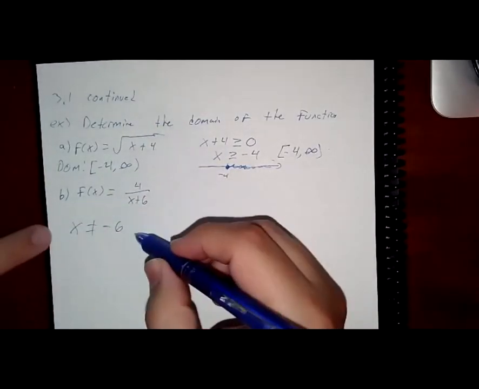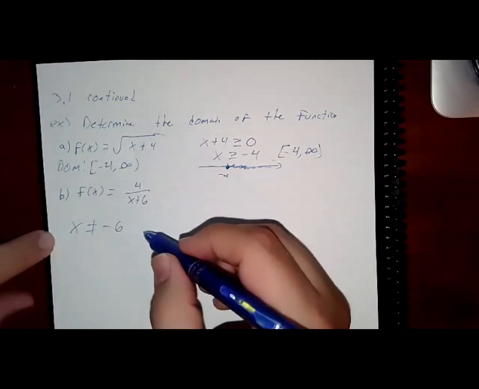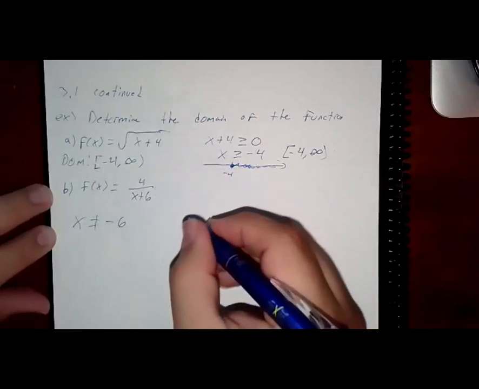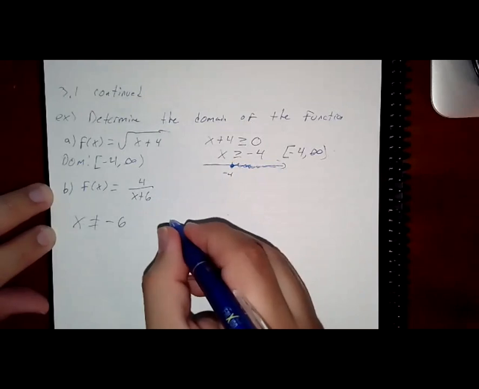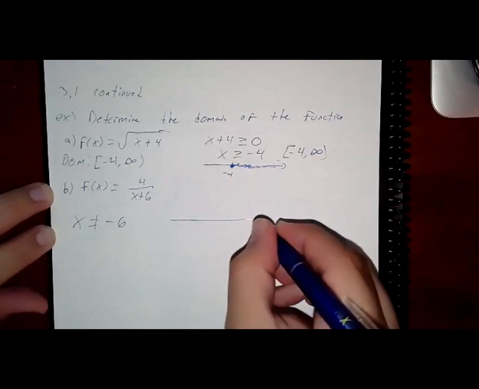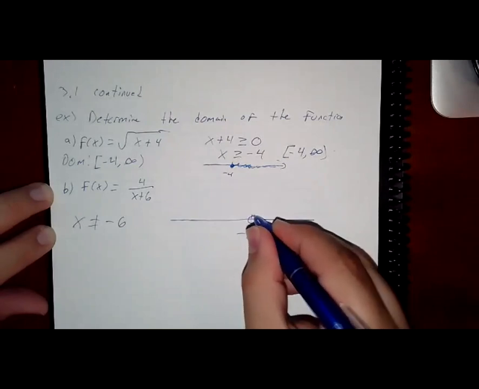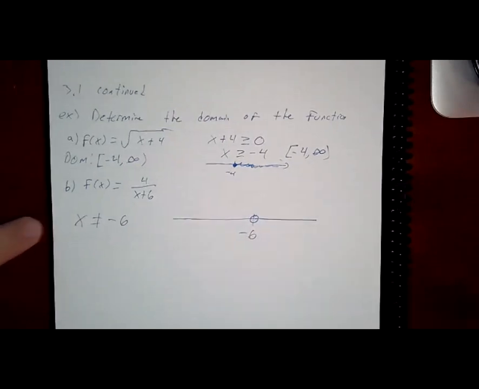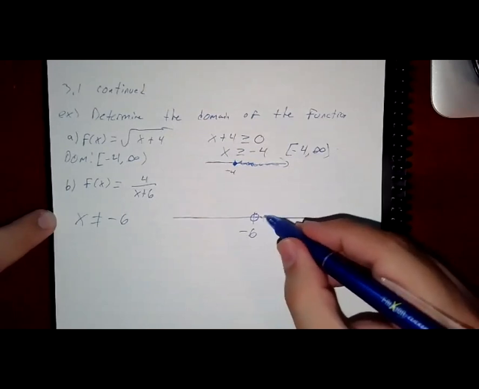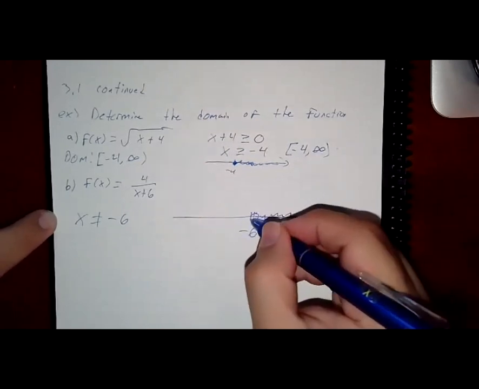So if you can't write the interval, figure it out. I recommend drawing it out visually. Say, okay, this means anything is fine except -6. Can't use it. So everything after is fine. Everything before is cool.